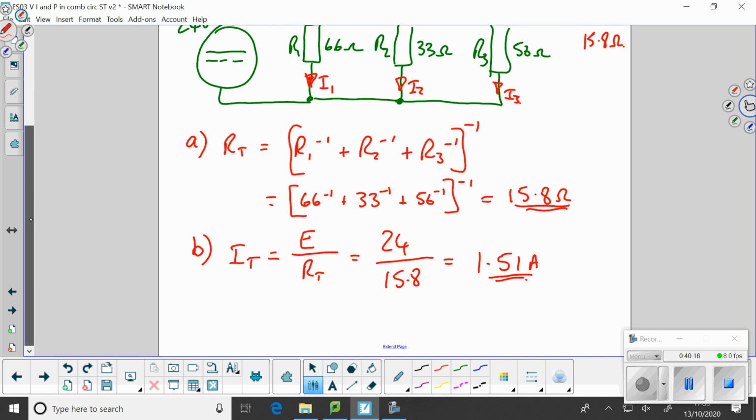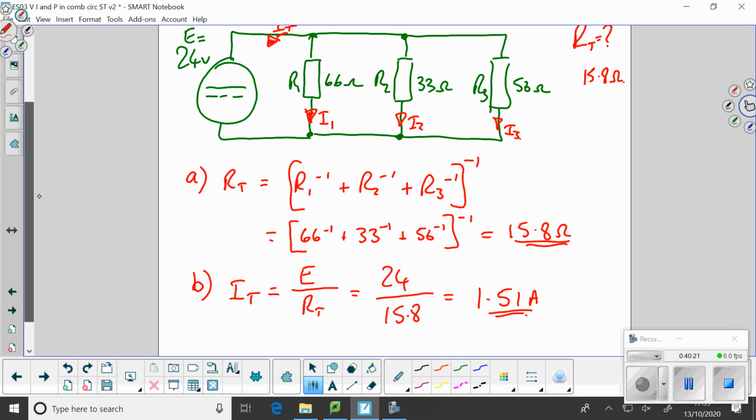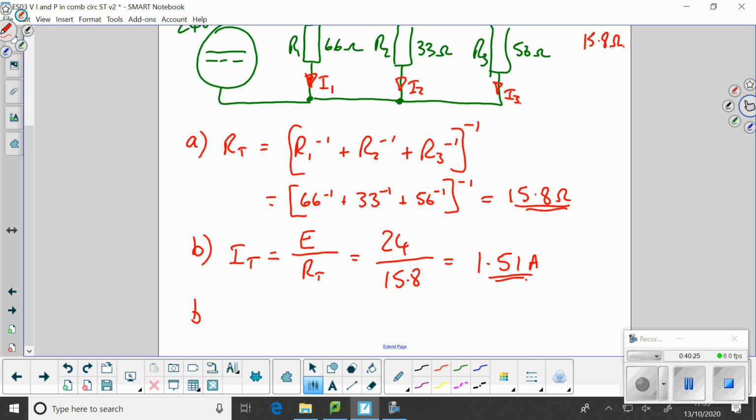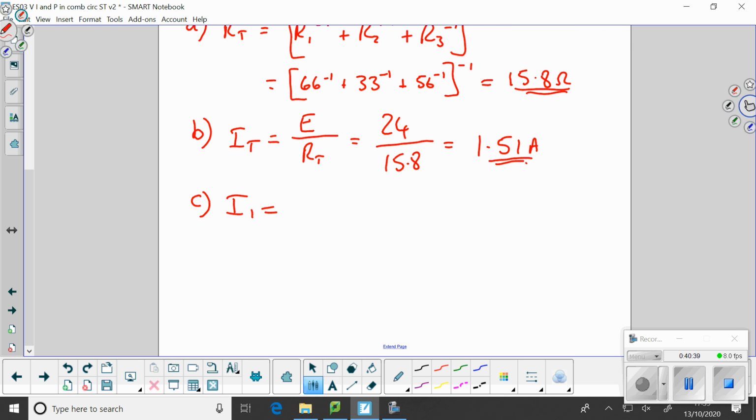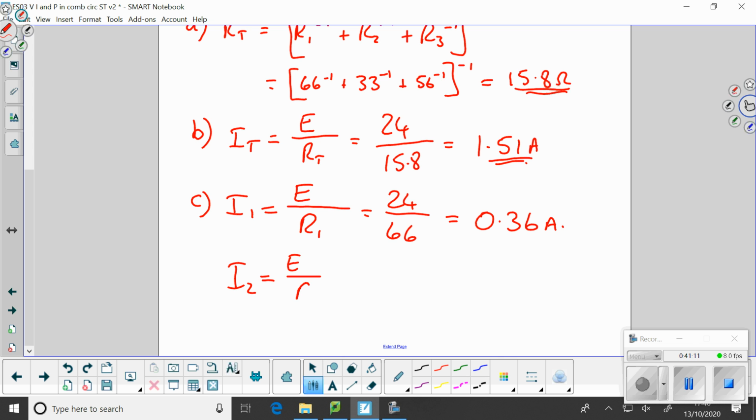Now we've got the total current, can we calculate the currents I1, I2, and I3? I1 equals. How can we calculate that? Yep. We take E, we've all got E across them because they're in parallel, over R1. 24 over 66 equals. I2 is E over R2. 24 over 33 equals 0.72.